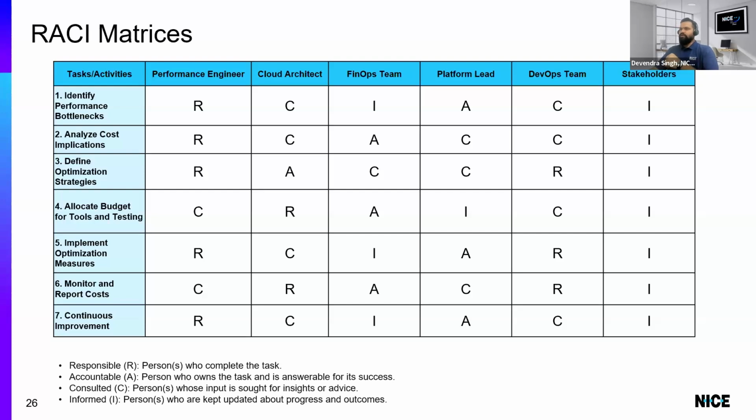Now the last one is informed. These are the people who will be kept updated about the progress and outcomes. This could be other stakeholders like project managers or team leads who need to stay informed on the task and status, and they will be aware of the business objectives so that they can also provide their insights based on that if something is not on track and those things happen. So by defining these roles, we ensure that everyone knows their responsibility and contributes effectively to achieve the common goal of cost optimization and performance engineering.